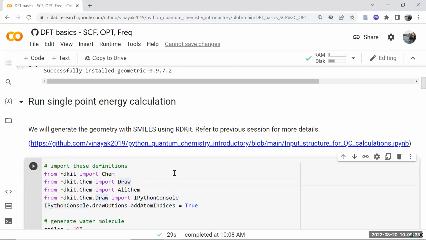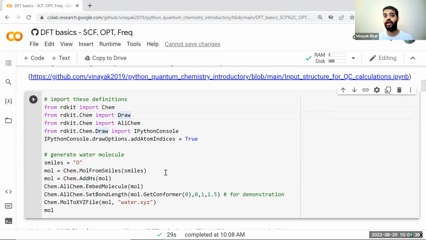So just to recapitulate, what we had done in the last session was we started to generate a molecule and then run some DFT calculation. So in this first cell, we'll just do that, so that we get an idea of what we are doing.